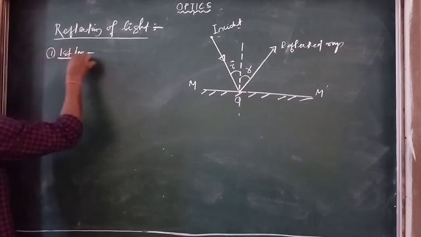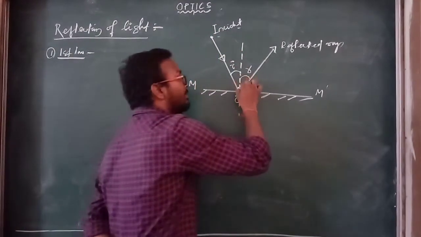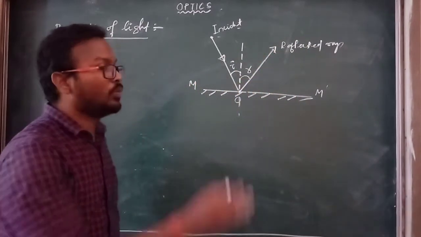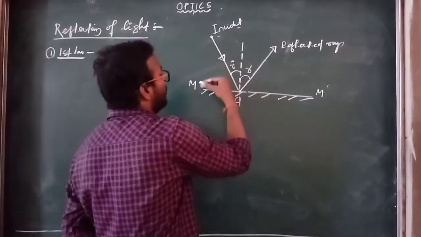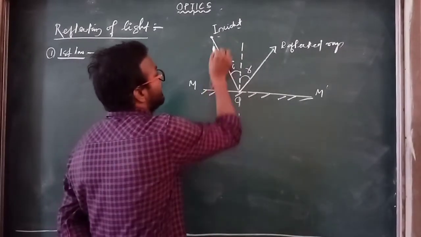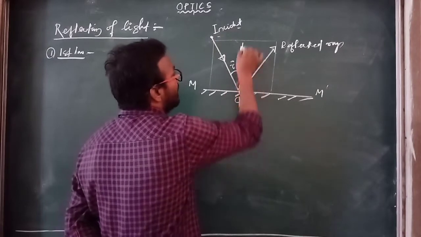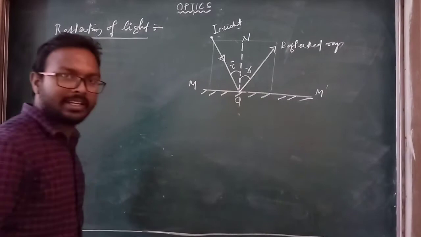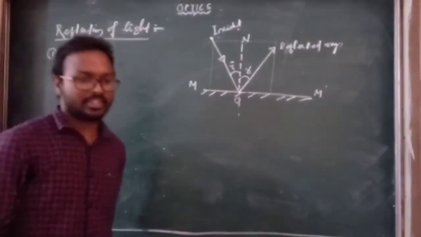According to the reflection laws, there are two laws. So what is the first law of reflection? The incident ray, reflected ray and normal all lie in one single plane. Clear? And that plane is perpendicular to this mirror. Suppose there is a plane like this, and this plane consists of the incident ray, the normal and the reflected ray. This is known as the first law of reflection.